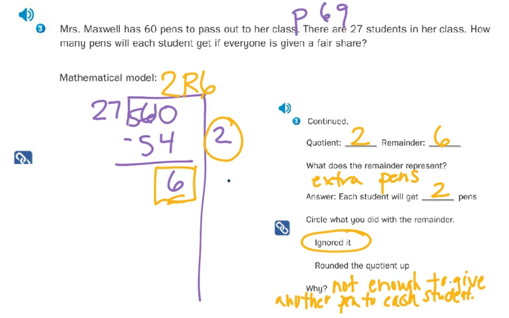All right, remember to pause that video if you need additional time to write. All right, so remainders, you're going to ignore it. You might round it up, and sometimes you might write it as a fraction.